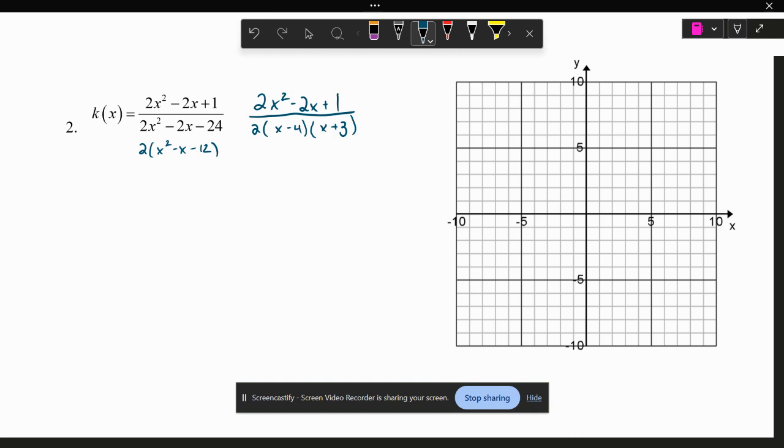So on this example, since there's no holes, I'm looking for asymptotes. And I'm going to start with my vertical asymptote. Looks like I've got 2 vertical asymptotes. One at x is equal to 4, and one at x is equal to negative 3. So I'm going to go over here, and I'm going to graph those right away. Those are places where if I plug them into my equation, I would get 0 in my denominator. That's how we get a vertical asymptote.